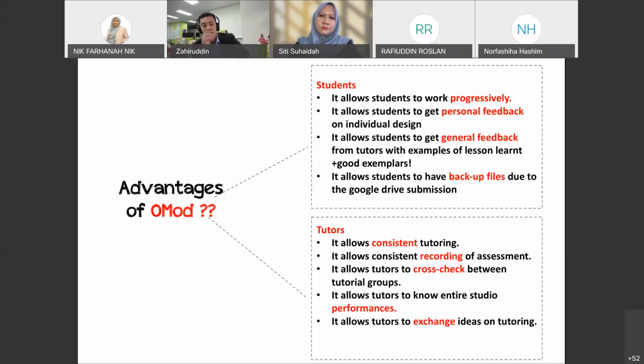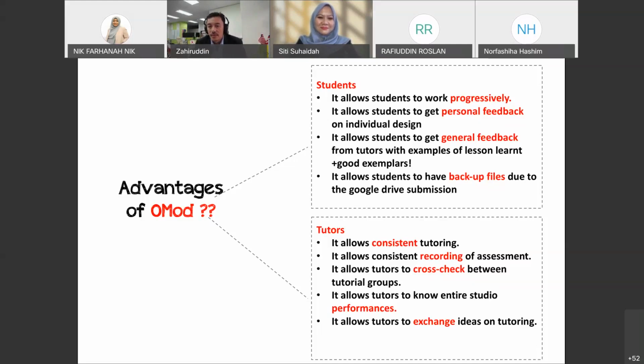For the tutors, ODL worked because it was consistent tutoring. The lecturers know that every student progresses consistently. They saw the process. They have evidence, a recording of the assessment as well as the drawings, for archiving. And the best part is that we can cross-check between each other, between groups, and across the whole studio. So we can see how other students are progressing and the performance of the studio. It was all magically happening online last semester.